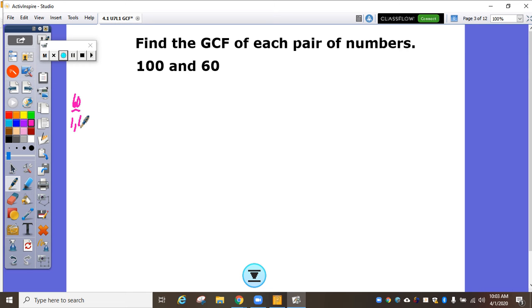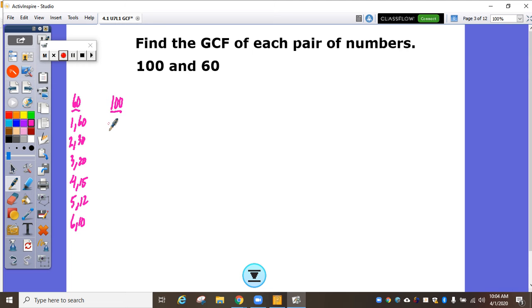1 and 60, 2 and 30, 3 and 20, 4 and 15, 5 and 12. Those are going to be my factors. Oh, I'm sorry, and 6 and 10. So we have a lot of factors here: 1, 2, 3, 4, 5, 6, 10, 12, 15, 20, 30, 60. Those are my factors. Now let's look at the factors of 100.